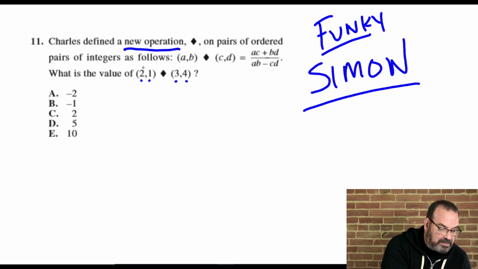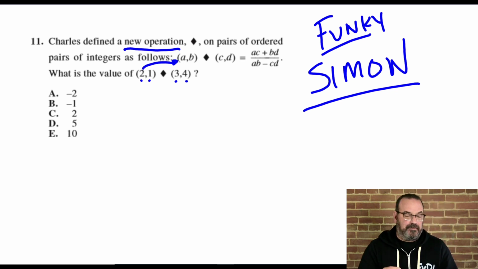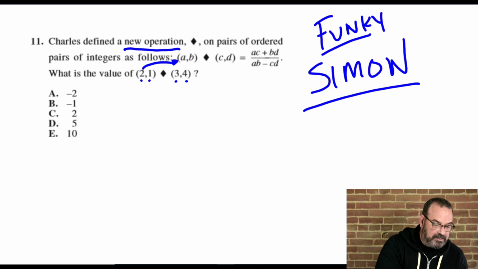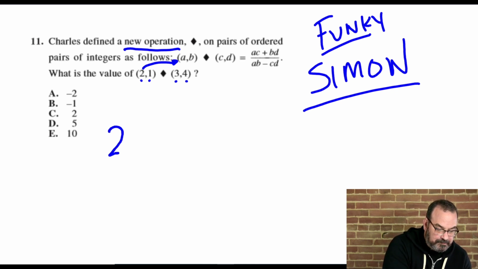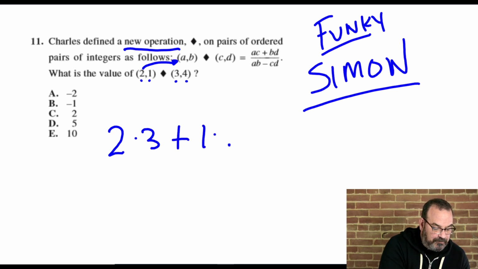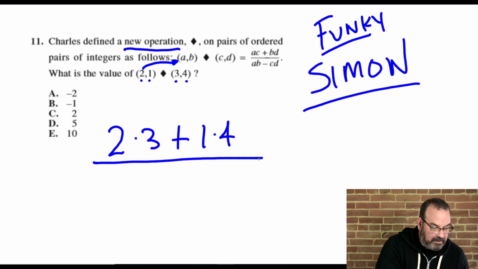You match the numbers they give you with the definition of the function. So let's put this in. A is 2, C is 3, plus B is 1, and D is 4. I'm going to divide that whole thing by A is 2, B is 1, minus C is 3 times 4.